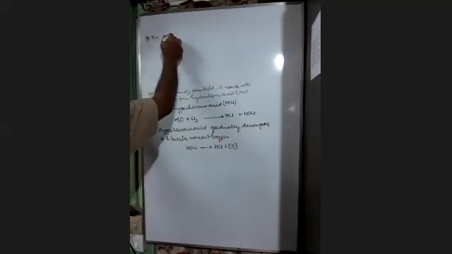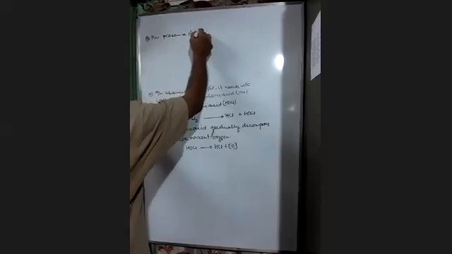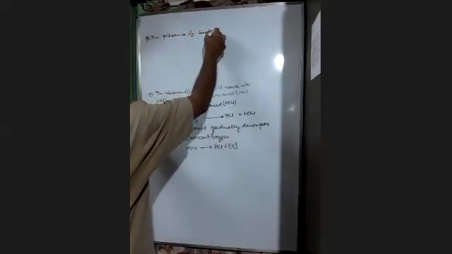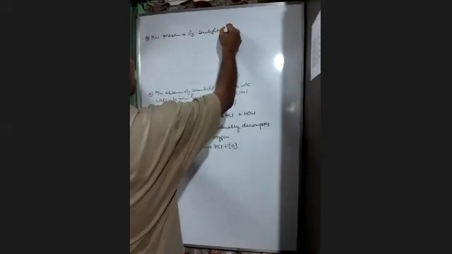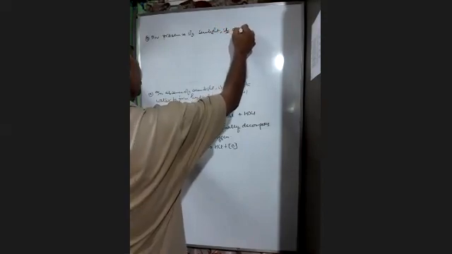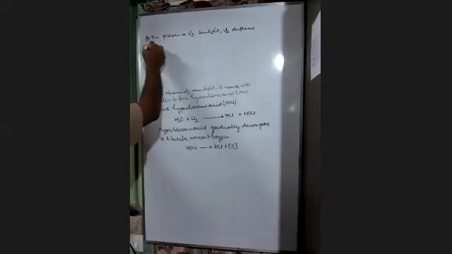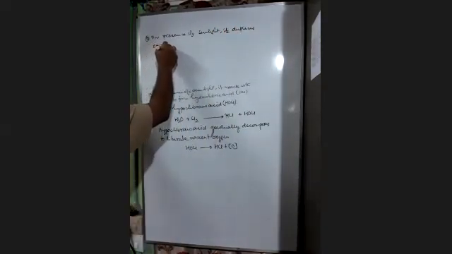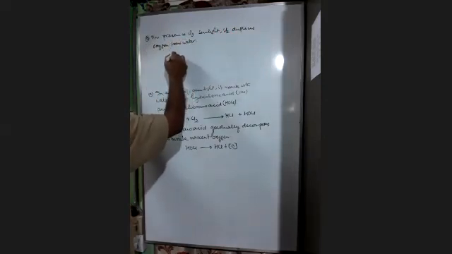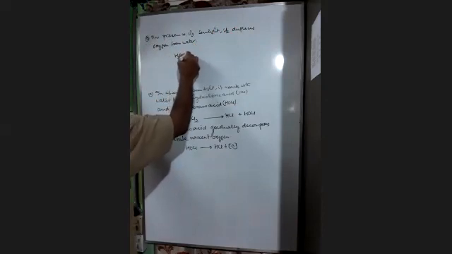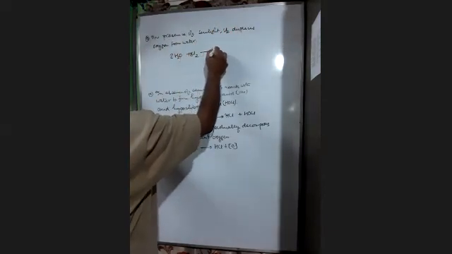B. In presence of sunlight, chlorine displaces oxygen from water. See here, 2H2O plus 2Cl2, it will give you 4HCl plus O2.